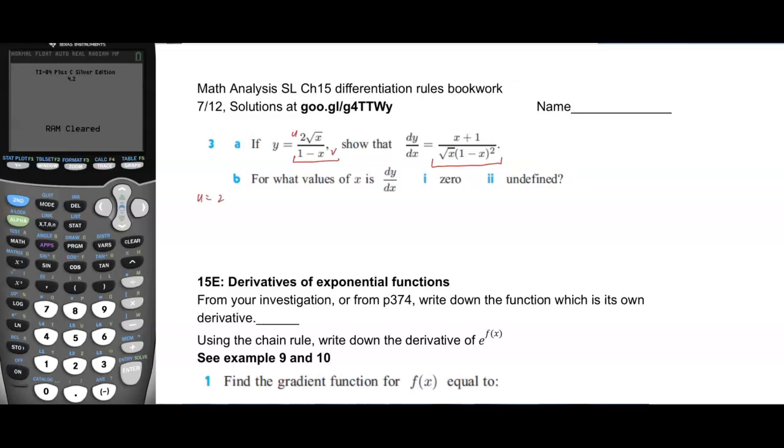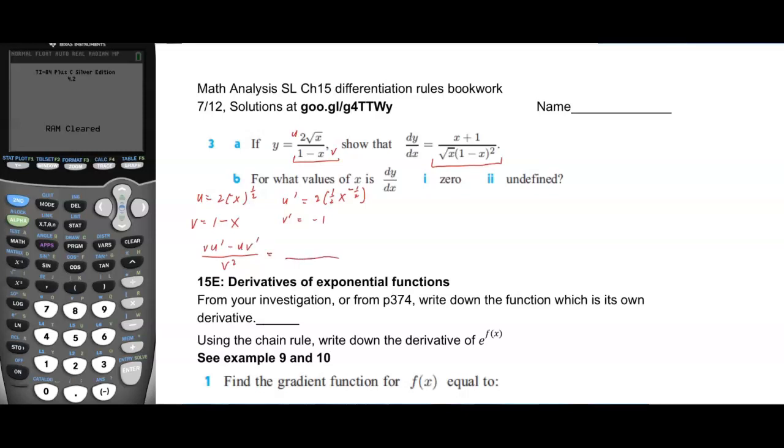u is equal to 2, and instead of writing square root of x, I'm going to put x to the 1/2 power. v is equal to 1 minus x. And I'm going to find u dash and v dash. u dash is 2 times 1/2 x to the negative 1/2 power. v dash is negative 1. I'm going to put these into the equation for the quotient rule, which is something like this.